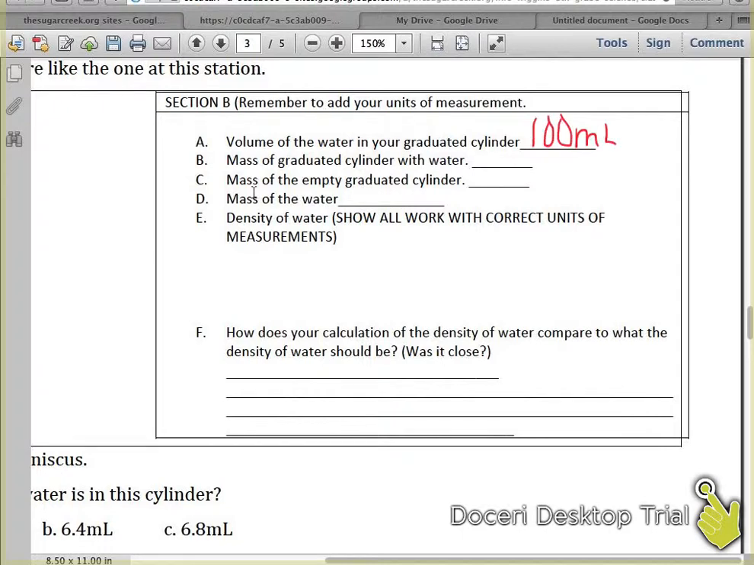It's important that you put the unit of measurement, because I said to you in the very beginning, if you do not have the unit, then it is wrong. Because the volume is not 100, it's 100 milliliters.